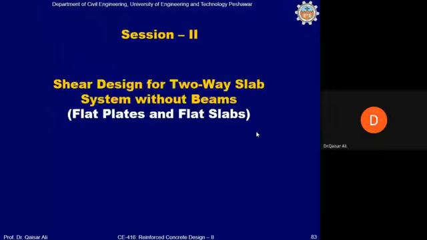So this was all about session 1, the flexure design of flat plates and flat slabs. Then there is the next session on the shear design for two-way slab systems without beams. If you have any questions, you can ask them now. Otherwise, we will go ahead with the remaining part of the lecture on session 2. Any questions? Please just tell me your name and ask your question, if there is any.